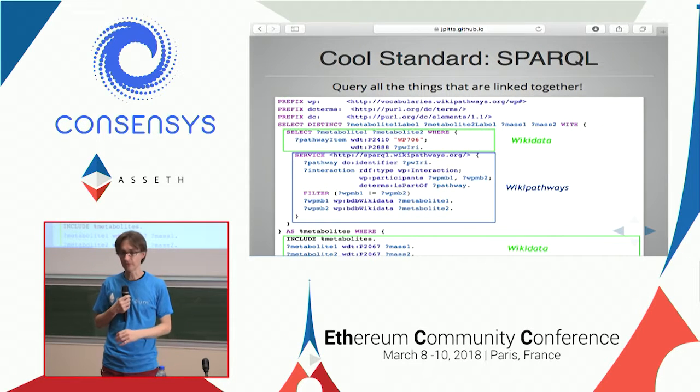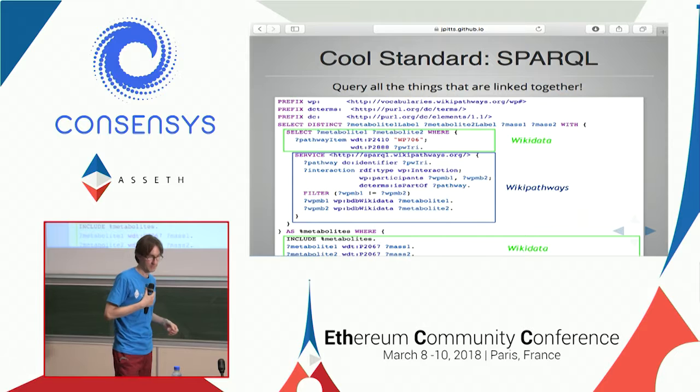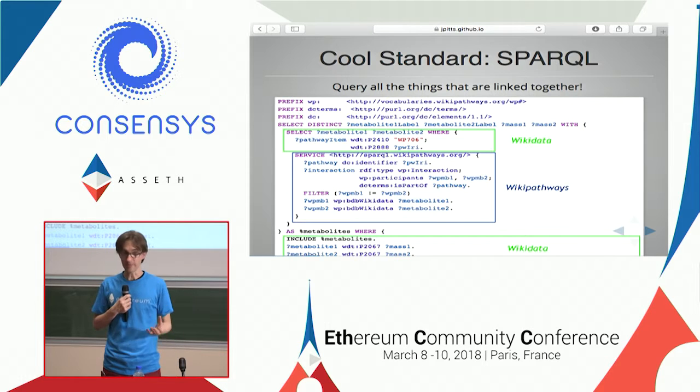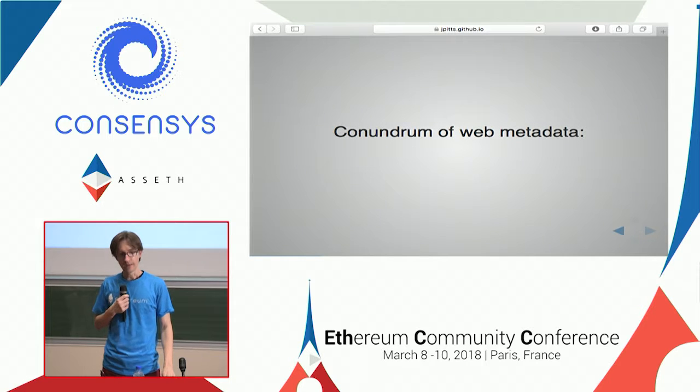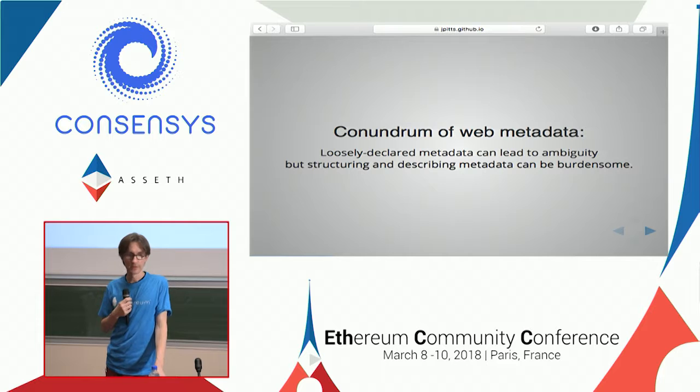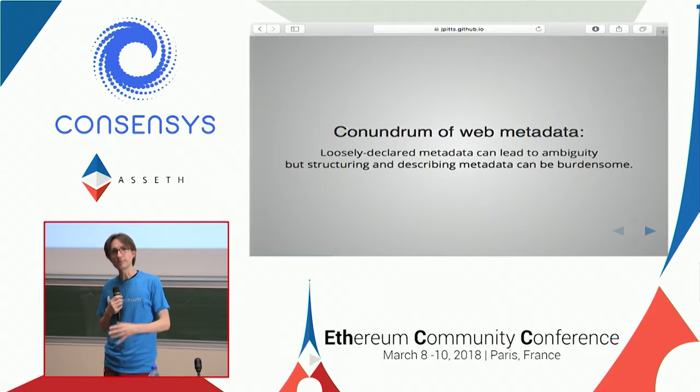So here's a cool standard. It's called SPARQL, and it's published by the W3C, and it's how you can query this graph data in a SQL-like manner. You can see from it, it's not elegant like SQL, but it's kind of alluring to see that, and I was really interested in that when it came out. Now, there's a conundrum to this. When you loosely declare stuff, it's ambiguous, but if you go really deep on describing things, that's very burdensome for developers. It's burdensome for normal people to create these ontologies, to create this data.